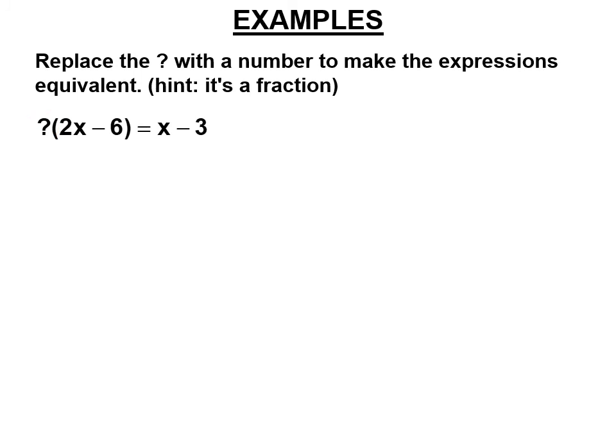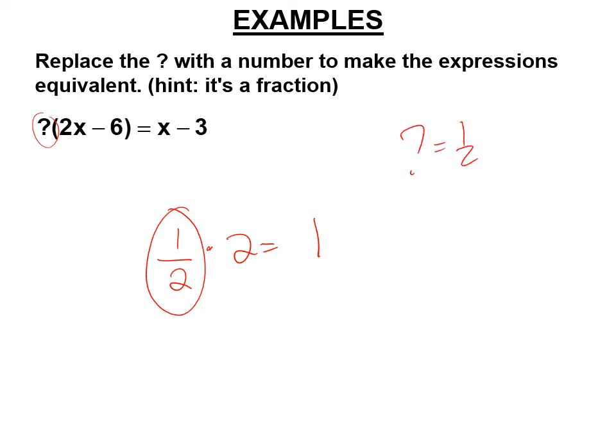What about this time? Ooh, this one's harder. Blank times 2 equals 1. What goes in the blank? What's going to cancel that 2? 1/2. The question mark there is 1/2, right? Because half of 2x is x. Half of negative 6 is negative 3.